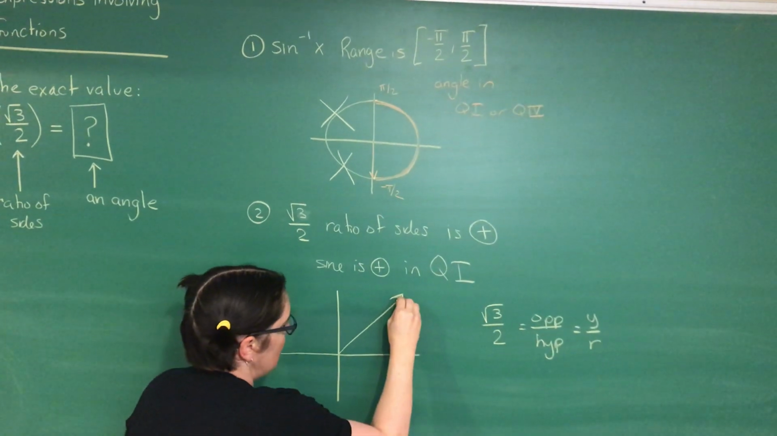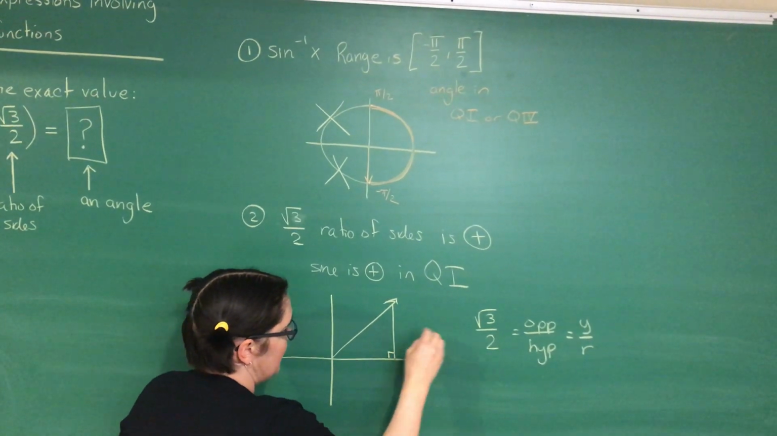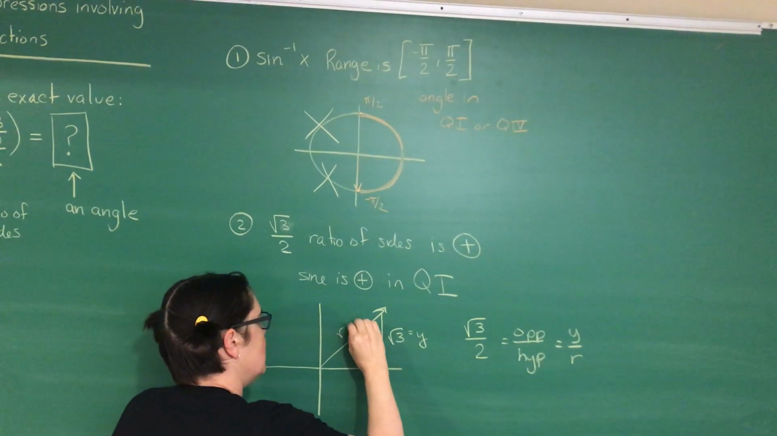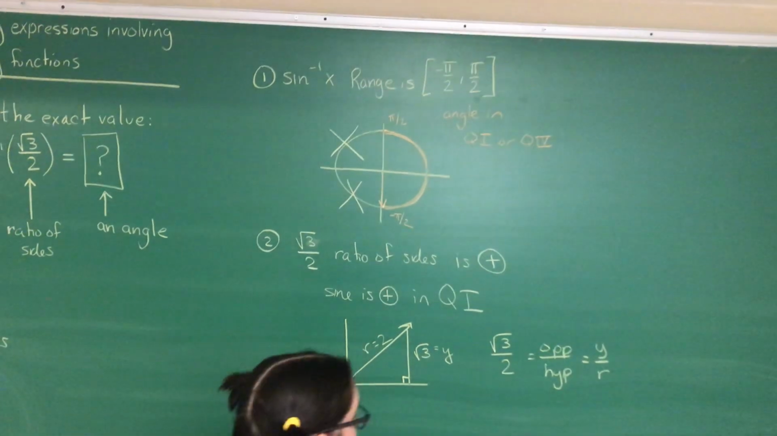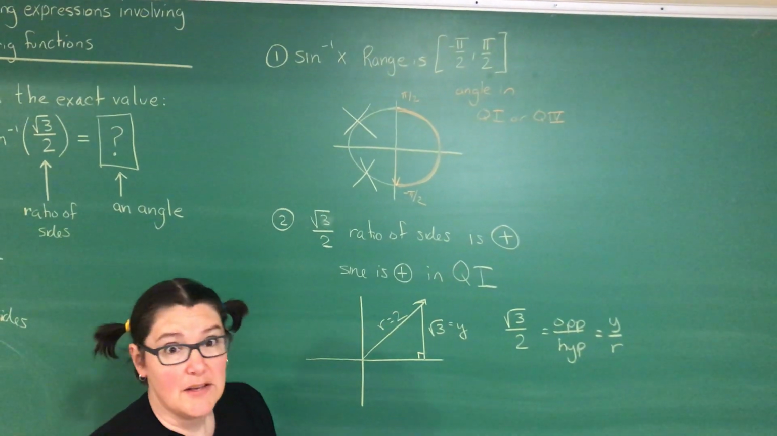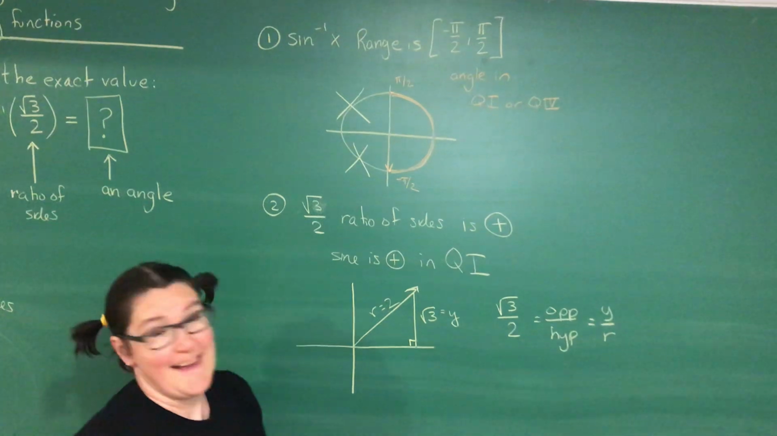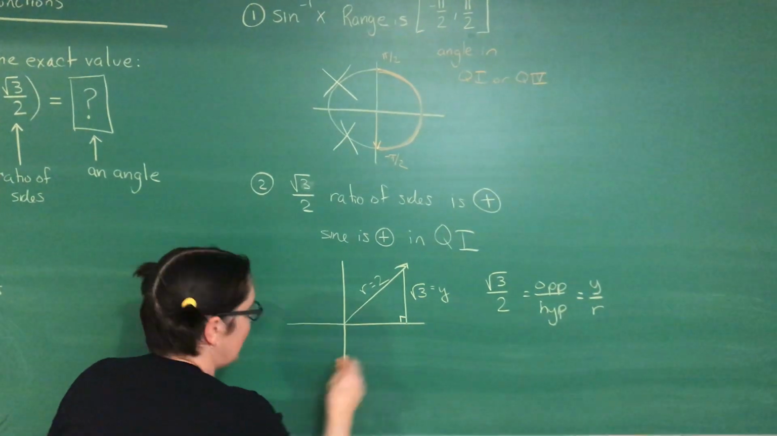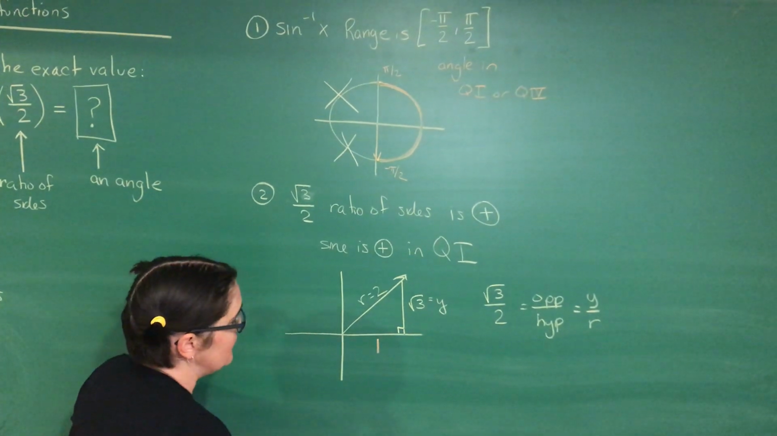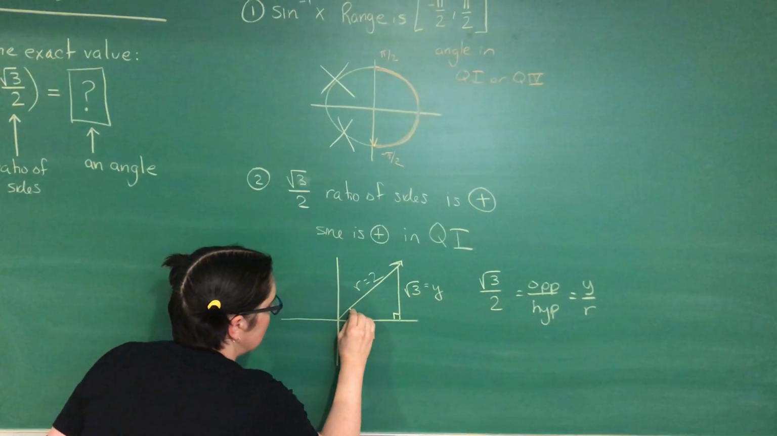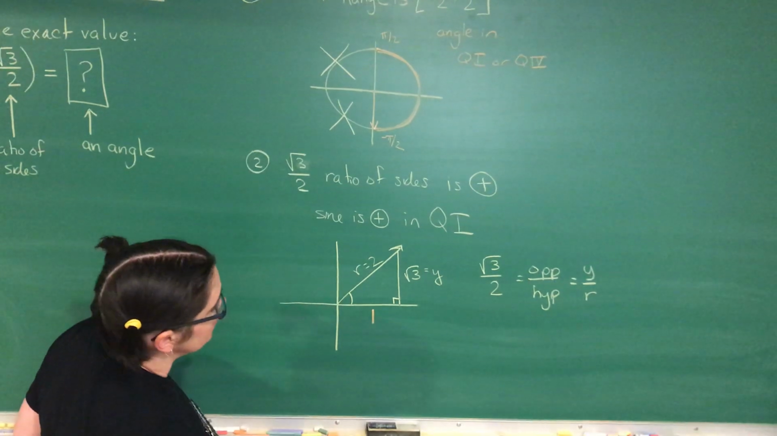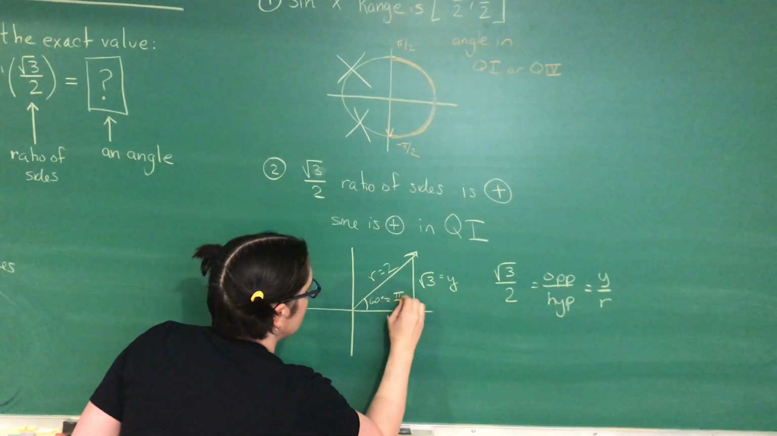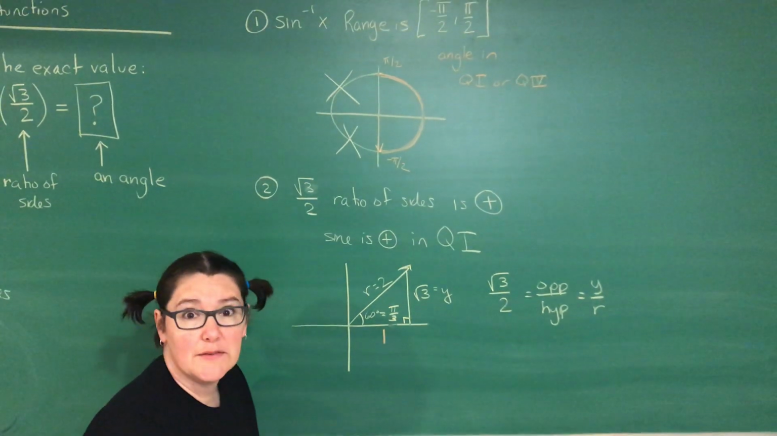So on my diagram here, I can identify the y value as square root of 3 and the r value is 2. And then I ask myself, do I recognize this triangle? And the answer is, yeah, I do. I like this triangle a lot. This triangle right here, I know that the third side on this triangle is 1, and this is going to be a triangle whose reference angle is 60 degrees or pi over 3 radians.